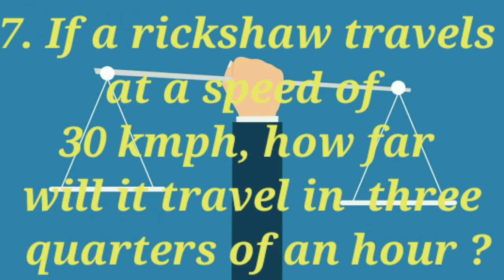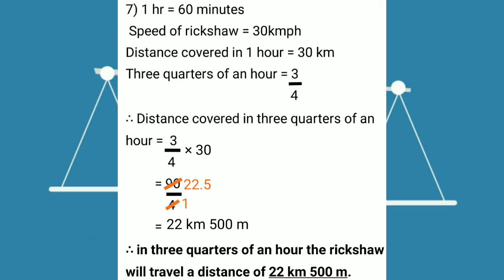Question 7. If a rickshaw travels at a speed of 30 km per hour, how far will it travel in 3 quarters of an hour? Here, the speed of the rickshaw is given to be 30 km per hour, which means in 1 hour, the rickshaw covers a distance of 30 km. Then how much distance will it cover in 3 quarters? Now 3 quarters means 3 upon 4. So the distance covered in 3 quarters of an hour will be 3 upon 4 multiplied by the distance covered in 1 hour, which is 30 km.